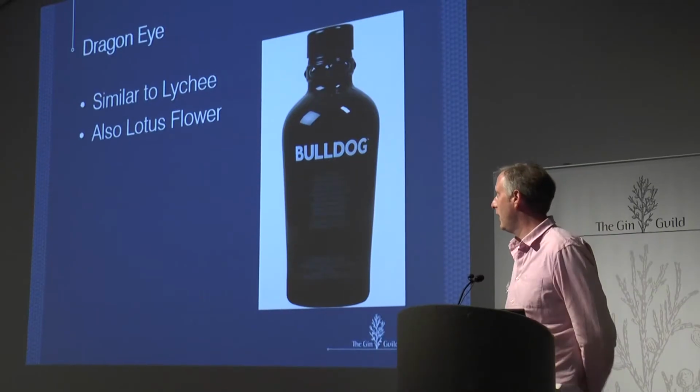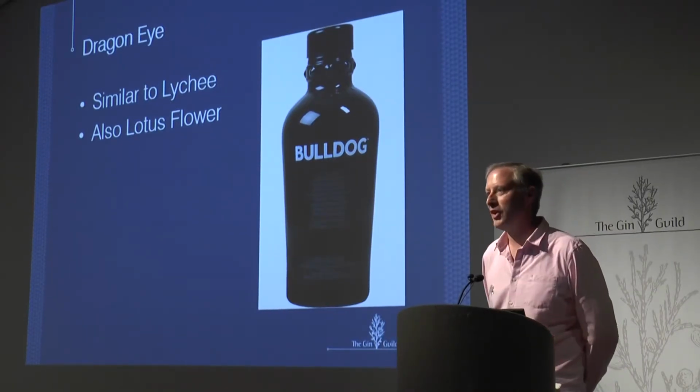Okay, Bulldog, quite a popular brand. Dragon eye, which is similar to a lychee and actually looks like an eye, is used in Bulldog, and they also use lotus flower, which is quite nice. I'm not actually sure what a single lotus flower smells and tastes like, but maybe I should look into it. I'm rattling through these and I've got many slides left. Are we up to half an hour yet?